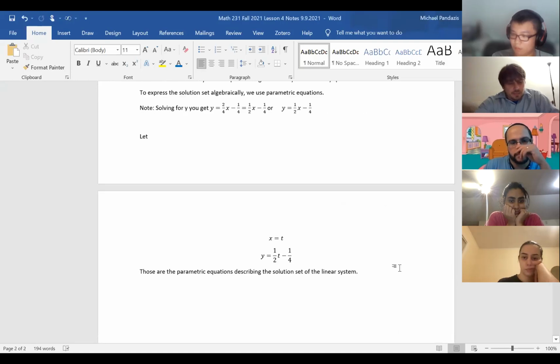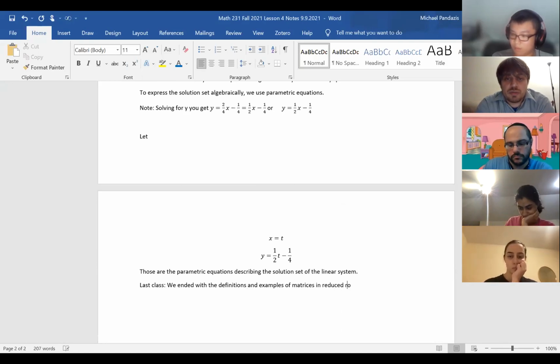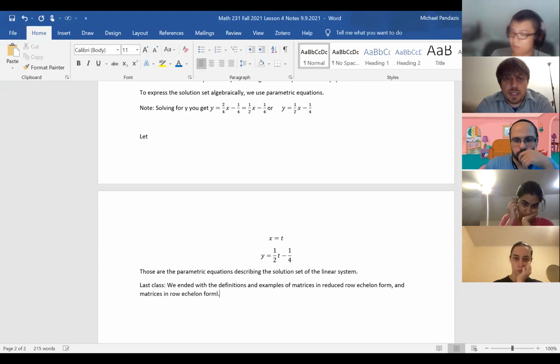Okay, so last class, we ended with the definition and examples of matrices in reduced row echelon form and matrices in row echelon form.